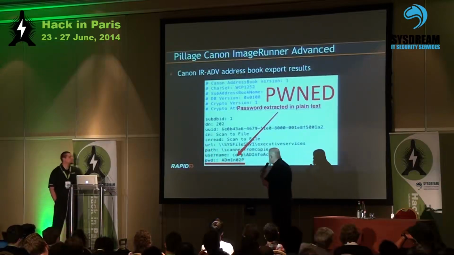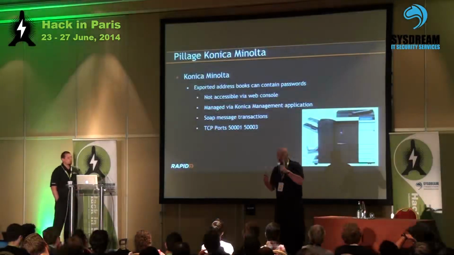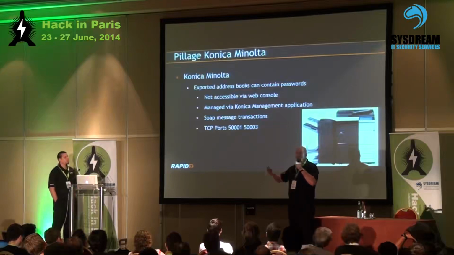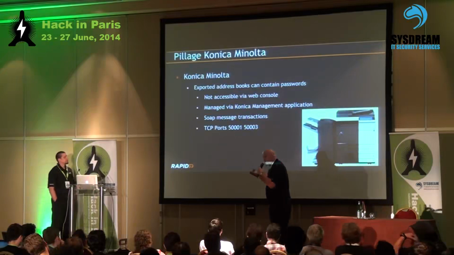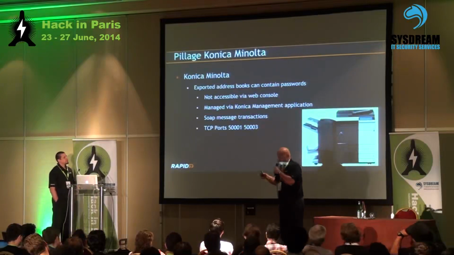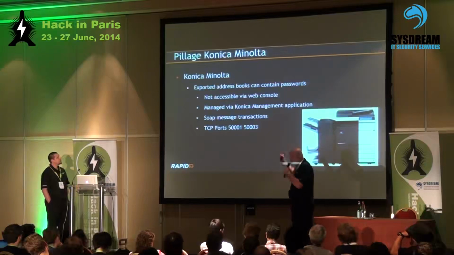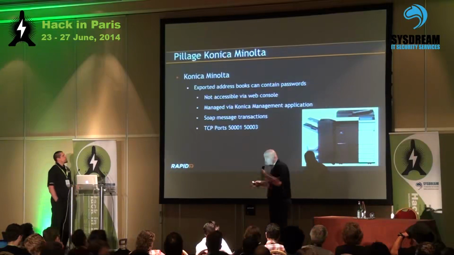So let's move on to the next one, the Konica Minoltas. In this case, we're not really extracting the full address books. We're extracting certain aspects of that same area of data, and we're parsing it out a little better. So here we can export the information out of the address book associated with the specific password. And when we originally found this, it was kind of interesting.